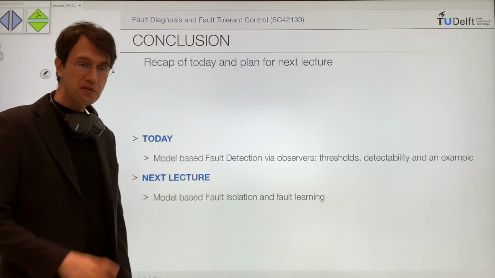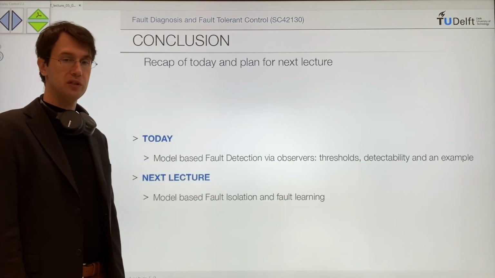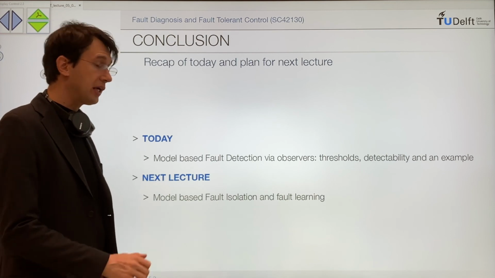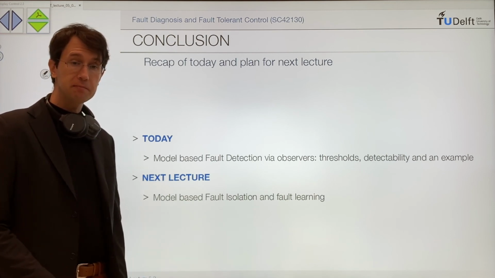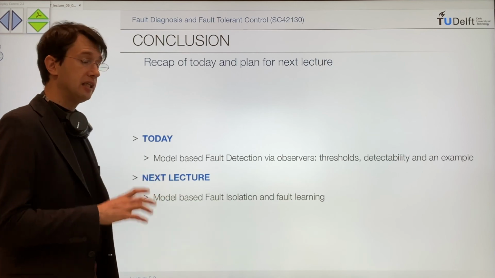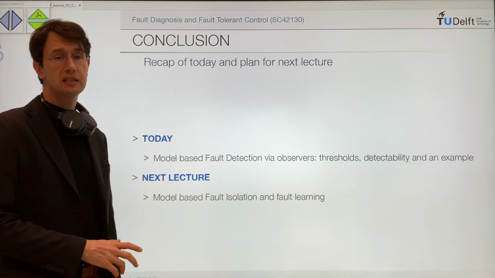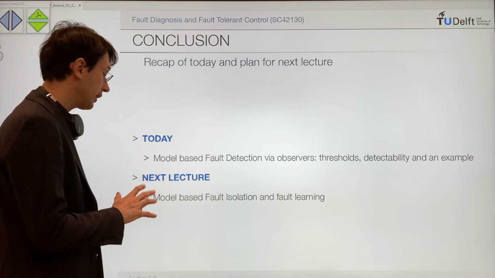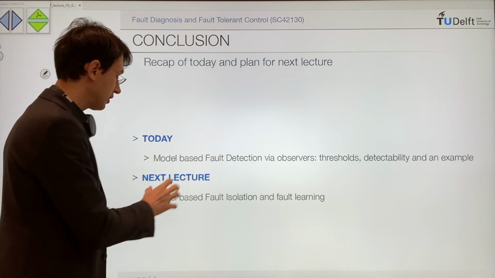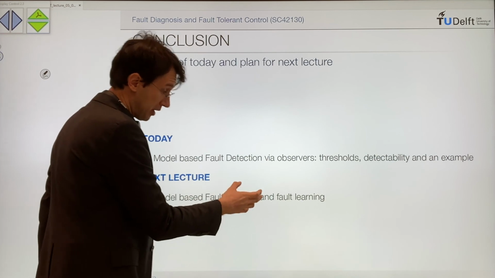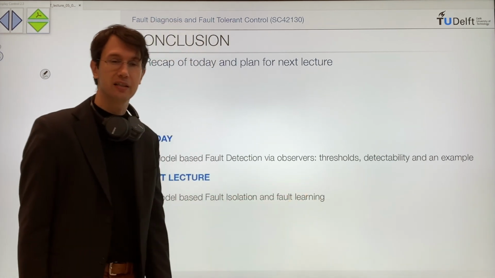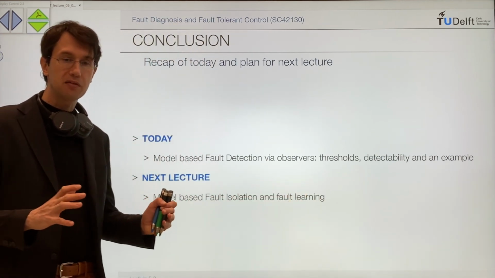Okay, so today we finished our introduction of fault detection observers. We characterized detectability. We introduced a deterministic and a probabilistic threshold. And in the next series of lectures, we are covering the next step, which is fault isolation and estimation and fault learning. And that will complete the fault diagnosis.